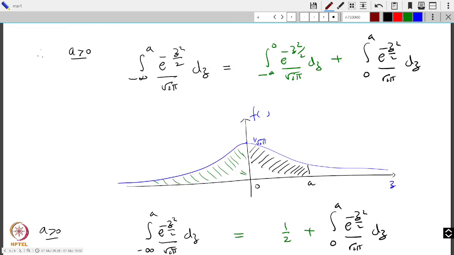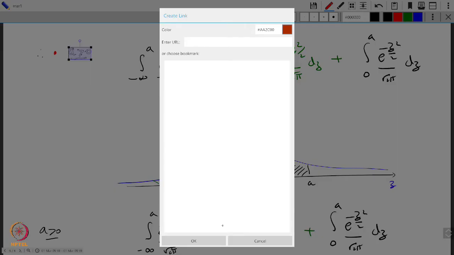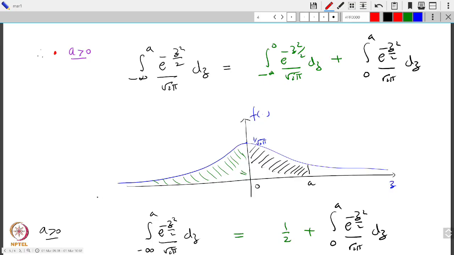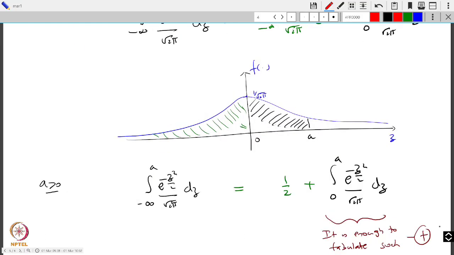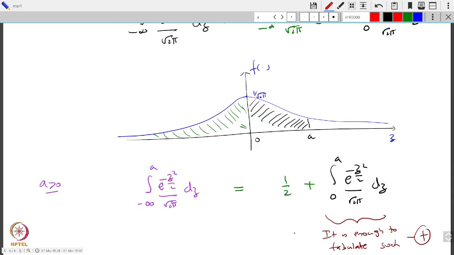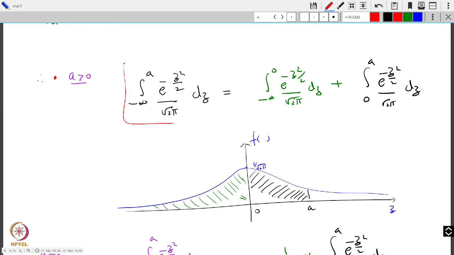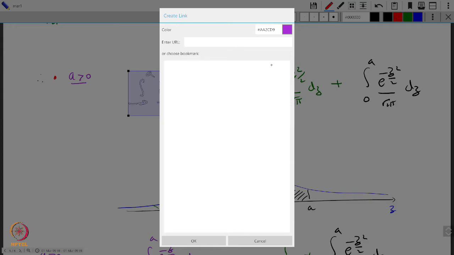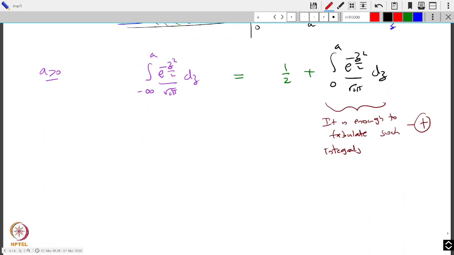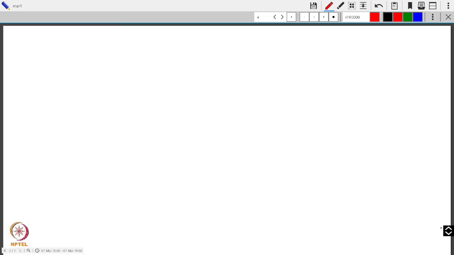So let's make this green again, and let me make this in some color. Let's say pink. So if a is positive, then these integrals are given by these colors. Okay. So what happens when a is negative? Let me go to the next page. What happens when a is negative?